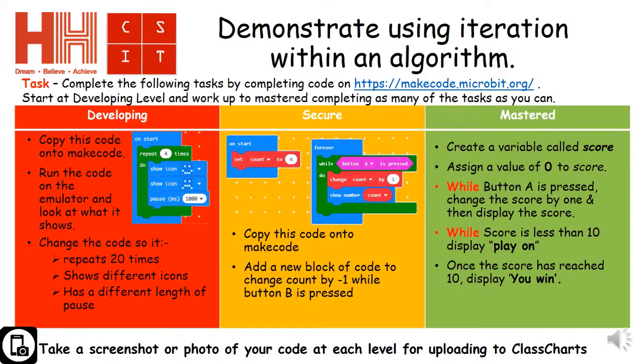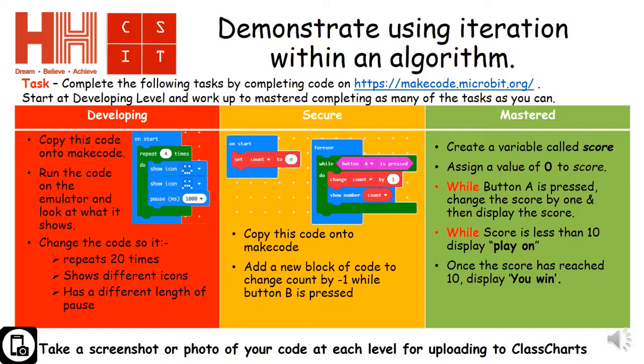For secure level, again, there's a piece of code you need to copy. Copy this onto MakeCode, check what it does, and then add a new block of code to change the count by -1 while button B is pressed. Your hint for this is it will look quite similar to the forever piece of code you've got already shown, but with the changes stated. Again, when you've completed that task, take a screenshot or photo of your code and upload it to ClassCharts.